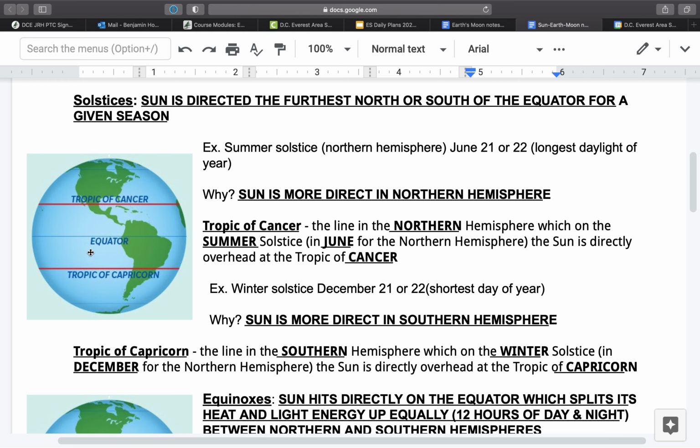That, again, is the opposite, because the sun is now focused on this Tropic of Capricorn down here. So in our winter season, the sun is more focused in the southern hemisphere, and as far down as that sun gets focused is right here on the Tropic of Capricorn. And that happens right on or around December 21st. So that is our shortest day of the year in the northern hemisphere, whereas the summer solstice is the longest day of the year in the northern hemisphere. Okay?